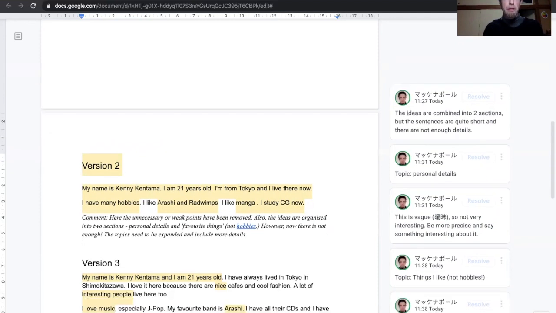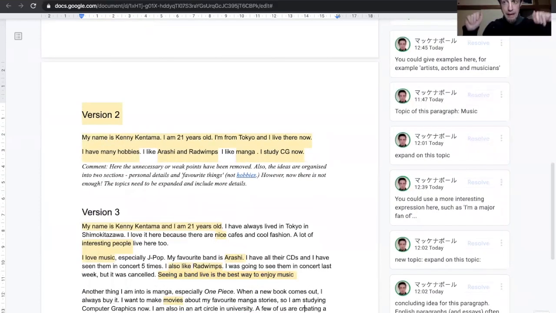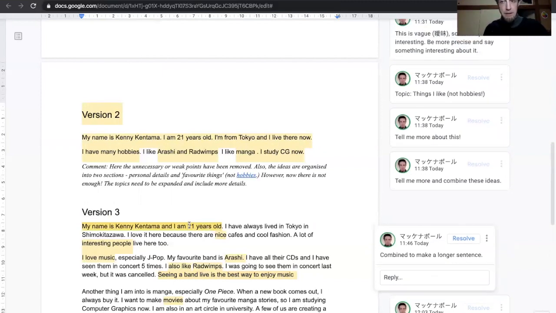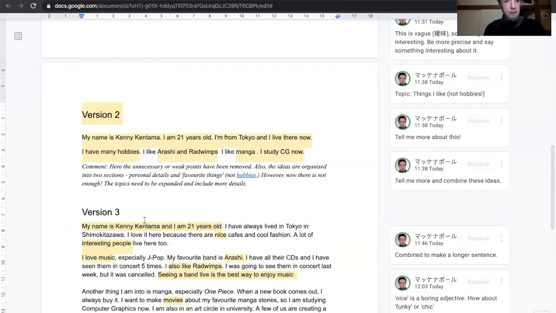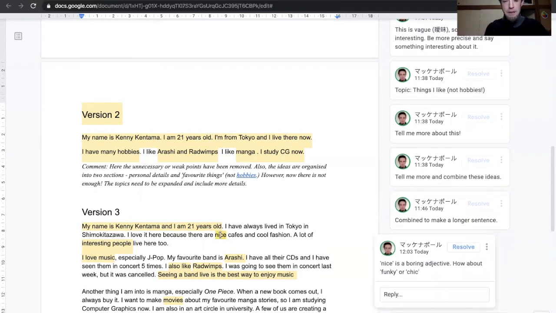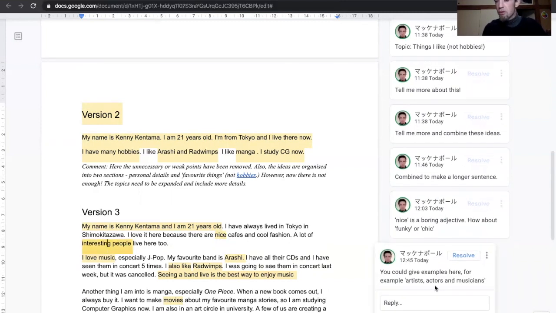Okay, and then version 3 is where I expand. So my name is Kenny Kantama and I'm 21 years old. Just combine the sentences. I've always lived in Tokyo, in Shimokitazawa. I love it here because there are nice cafes and cool fashion. A lot of interesting people live here. You can also write little comments too. You know, nice is a boring adjective. How about funky or chic? That would be a better word. Interesting people, you could give examples here.